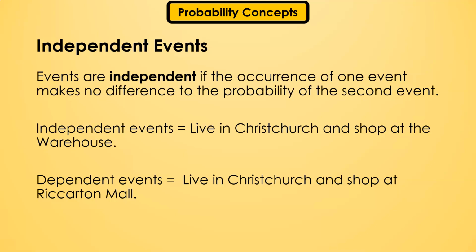Things that are more dependent are a bit more specific. So the example I've got is that you live in Christchurch and you shop at Riccarton Mall. For instance, if you live in Auckland, you're less likely to shop at Riccarton Mall than you are in Christchurch. So the outcome of the first event, whether you live in Christchurch or not, will change the probability of whether you shop at Riccarton Mall quite a lot, thinking back to the independent example, where it had very little effect at all.